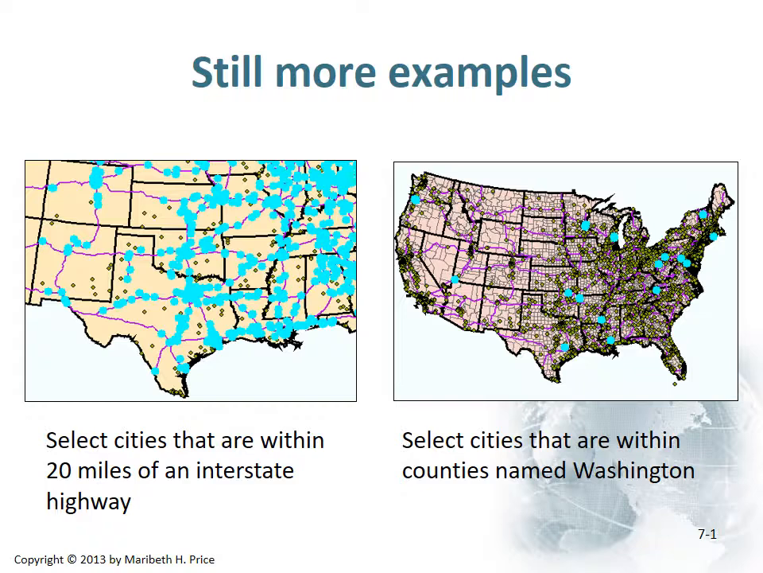So on the left, selecting cities within counties named Washington. So again, there are going to be far more cities than is being shown on the map. And some of the cities that are actually selected we can't see because we're zoomed so far out, those points are coalescing together.